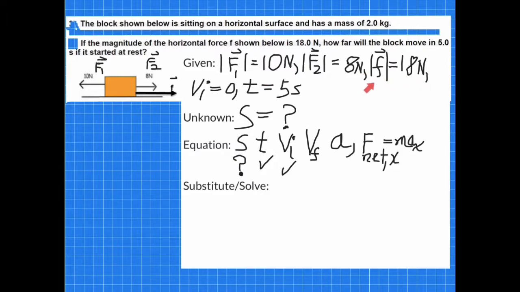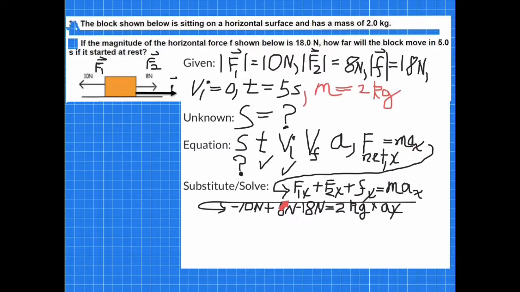We can see that with a force of magnitude F, 18 newtons to the right, and F2 of 8 newtons to the right, while F1 is the only force to the left and it has a magnitude of 10 newtons, the forces are not balanced, and therefore Newton's second law applies. That means F net of x is mass times acceleration along the x-axis.